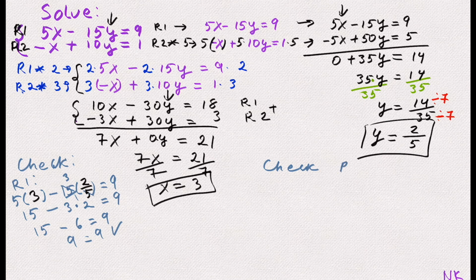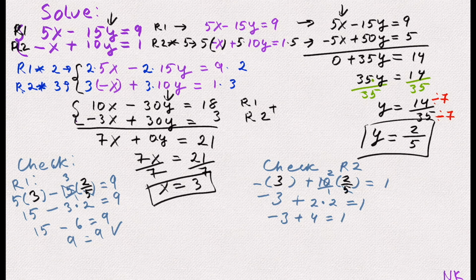Let's check row 2. We had negative x plus 10y, and it was equal to 1. X was 3, y was 2 out of 5. So we have negative 3 plus 10 out of 1 times 2 out of 5. 5 goes into 10 2 times. So plus 2 times 2, and it's equal to 1. So we get negative 3 plus 4. Is that equal to 1? 4 minus 3, 1 equals 1. And that's a true statement. So 3, 2 out of 5 is our solution.